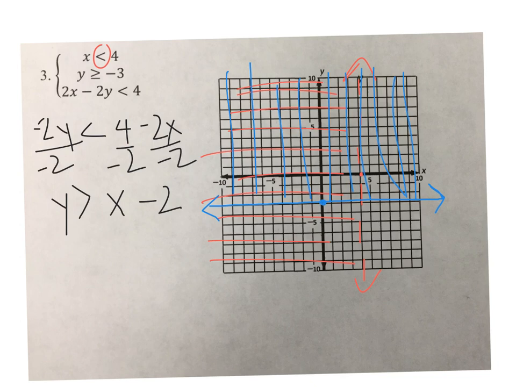So I'm going to find negative 2 down here. My slope is 1, so I rise 1, run 1, rise 1, run 1. And since it does not have the equal symbol, we can only create a dashed line. It is greater than, so anything above will be shaded. I'm going to shade it sideways.